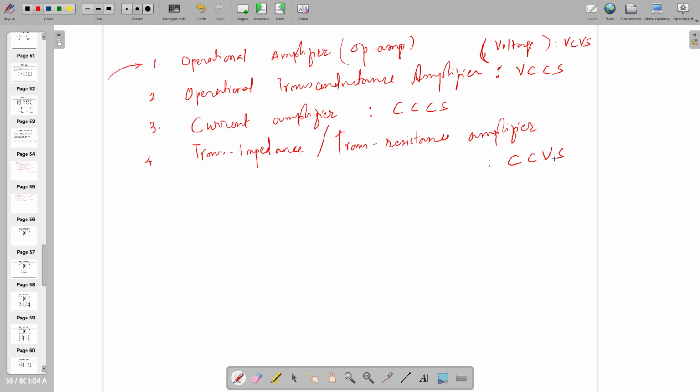So earlier we got somewhere where output was current and input was voltage. That is also the transfer function for a voltage controlled current source or an OTA. This is commonly known as op-amp. This is OTA.